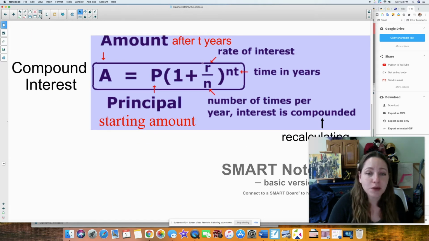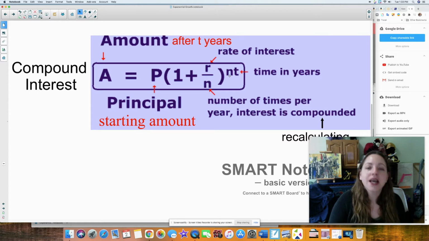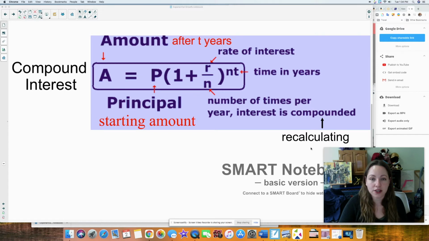It is very similar to the exponential growth formula, but if you notice, it's got something different here. Instead of just r, it has r over n. And in the exponent, it doesn't just have time, it has n times t, n times time. So what is this n? The n is how many times in a year they recalculate the interest. That's what compounding means. So compounding is recalculating the interest, okay?